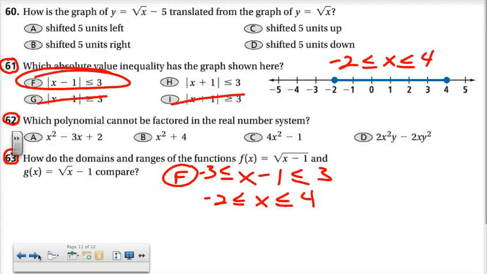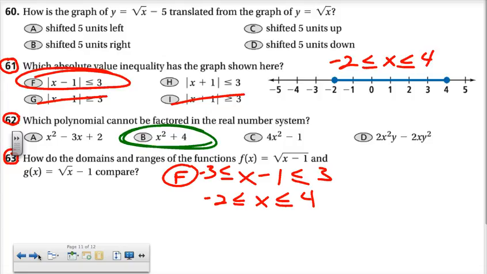Number 62 says, which polynomial cannot be factored in the real number system? Well, what I'm hoping to do is not to have to factor it, that I'm going to look at this and say, hey, I know I can't factor this one. So I look at A, maybe factorable. B, that is not factorable. We can factor a difference of 2 squares. We cannot factor a sum of 2 squares in the real number system.